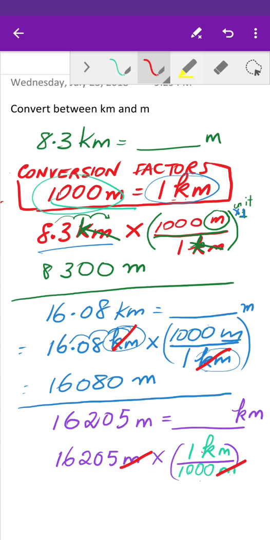Now we've got 16,205 times 1, then divide by 1,000. When we divide by 1,000, the decimal jumps to the left, so that it will become 16.205, and the surviving unit is kilometre. And that is the way I like converting anything.